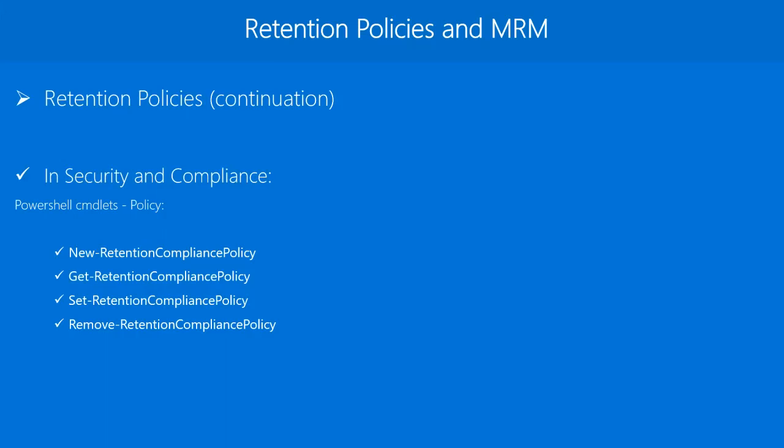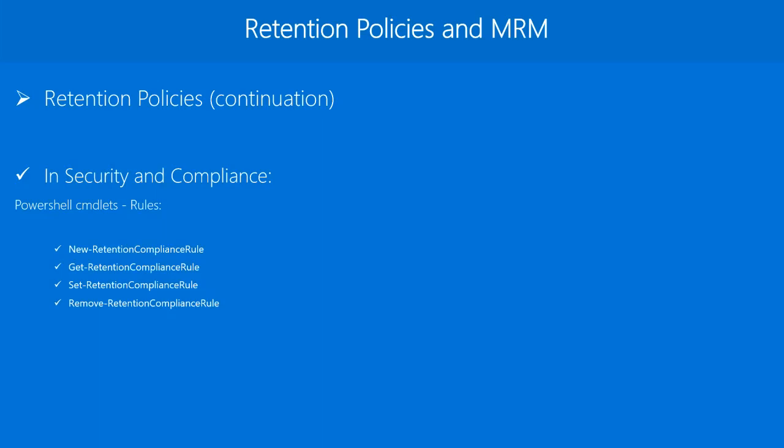These are some PowerShell commands that are available with Security and Compliance PowerShell, which you can make use of to get the details about the compliance policy, to create a new compliance policy, to get the details about the existing compliance policy, and to make modifications to the existing compliance policy. You can use Set-RetentionCompliancePolicy, and to remove an existing compliance policy, you can use the PowerShell command Remove-RetentionCompliancePolicy.